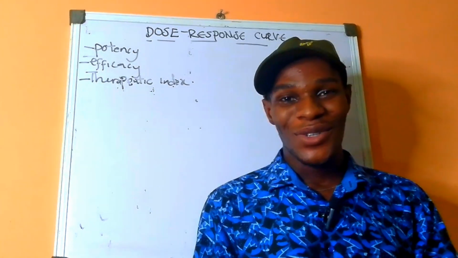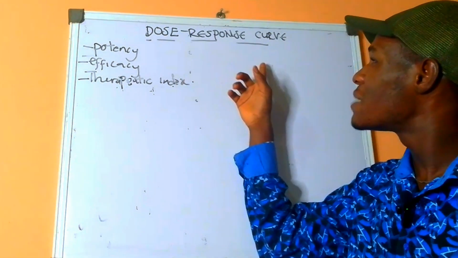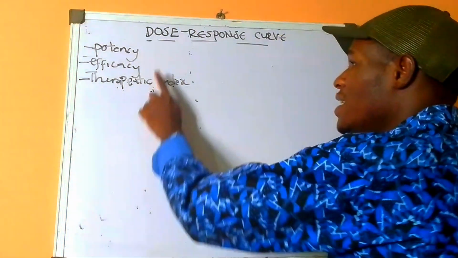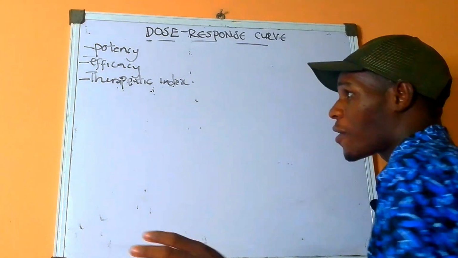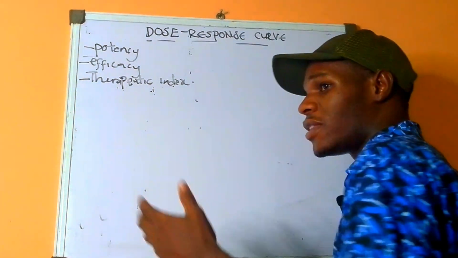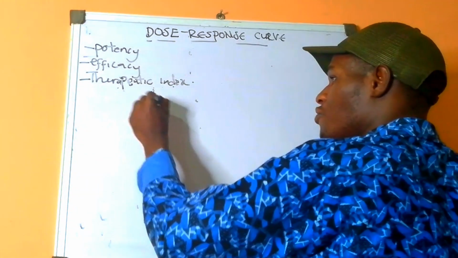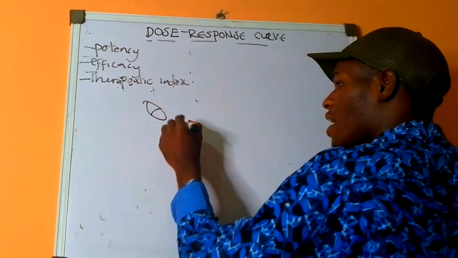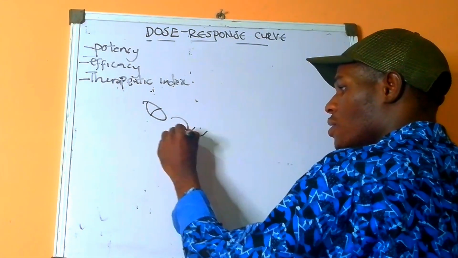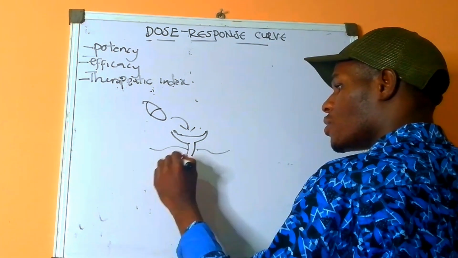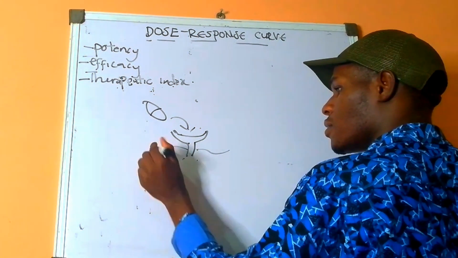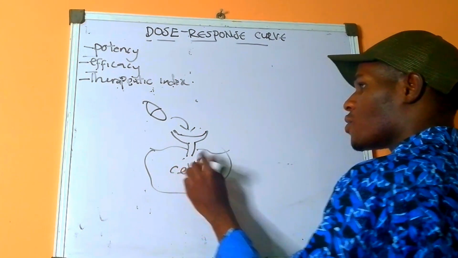In today's video, we are going to be talking about dose response curve. We are going to be looking at potency, efficacy, therapeutic index. Now, we all know from our basic pharmacology, pharmacodynamics, what the drug does to the body: that for a drug to work, let's say this is the drug, it has to bind to certain receptors on the cell surface.